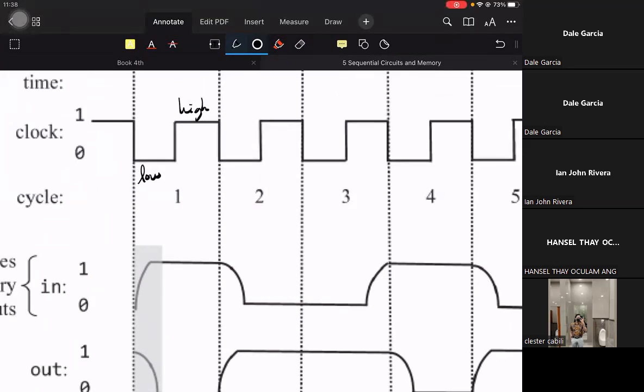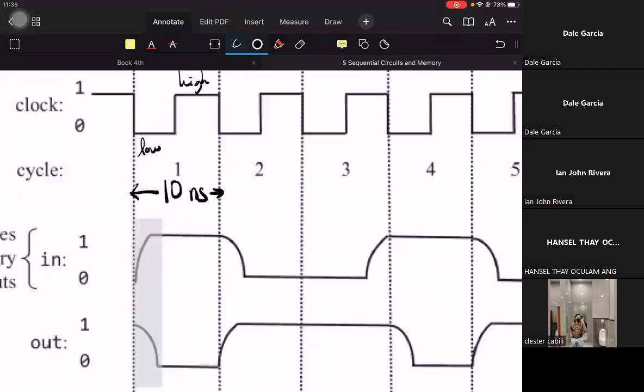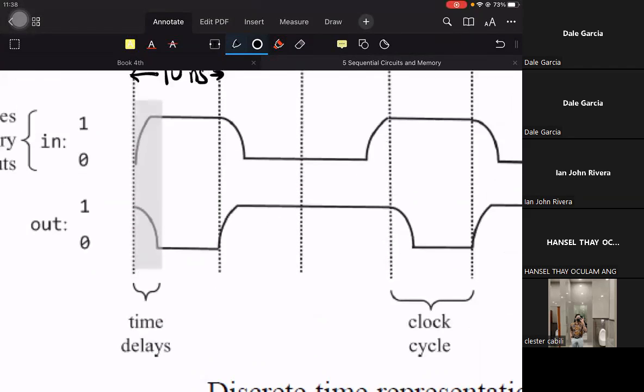How? Okay, so back to this cycle. What if our cycle is, kung kanina, 10 nanoseconds? And the delay is only 2 nanoseconds, meaning sa 8 nanoseconds after, nag-stabilize na ang output, right? So for these 8 nanoseconds, that is not affected by the time delay.